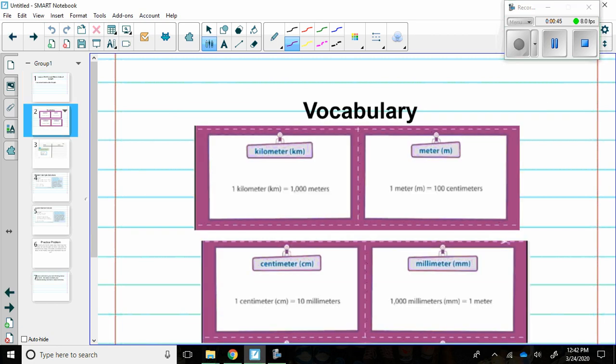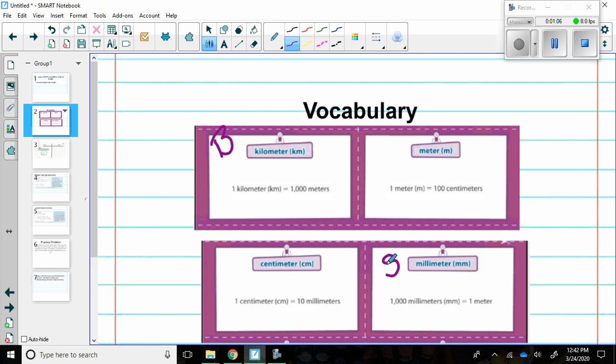The next slide is the vocabulary that you'll need to know for this lesson. You will need to know the conversions of kilometers, meters, centimeters, and millimeters. Notice that when they do these vocabulary words, they start with the biggest and end with the smallest.